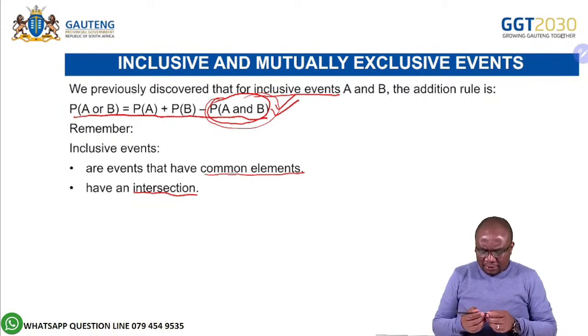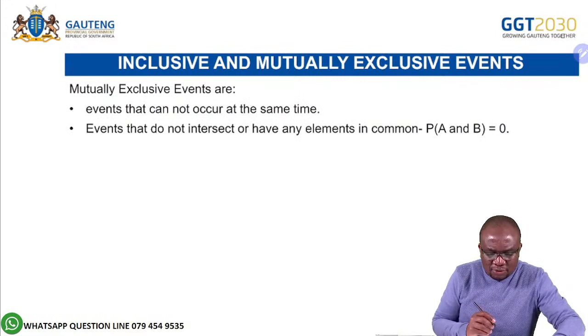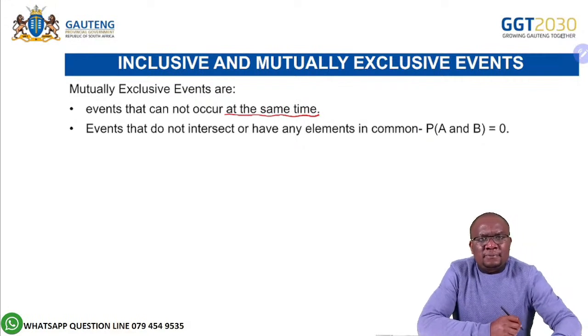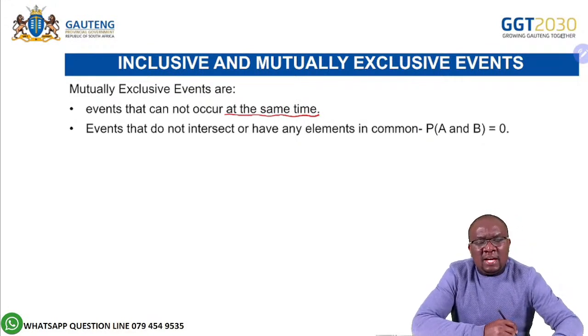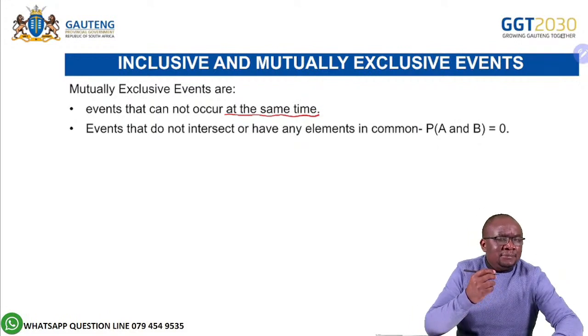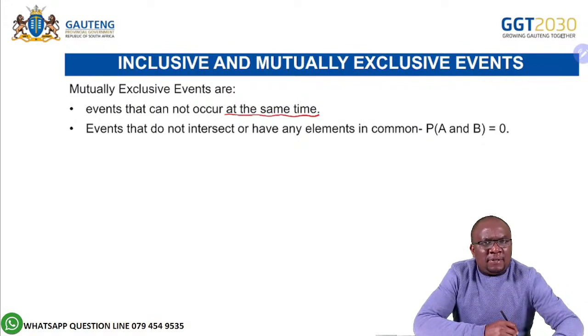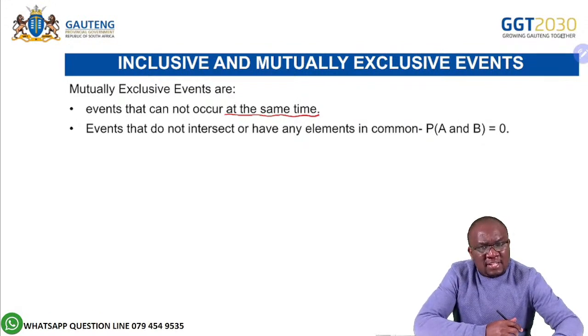Okay, let's find out. So now, mutually exclusive events are events that cannot occur at the same time. Like for example, if you throw a dice and I say, I want numbers that are greater than 5 and also even. It's an even number. 6 is greater than 5. 6 is an even number. So you see that 6 is occurring at the same time, being an even number and greater than 5.